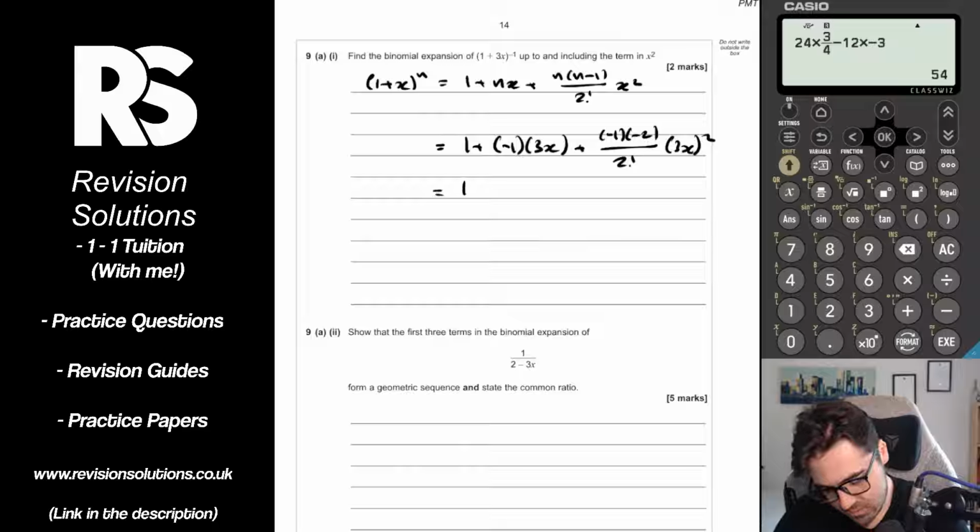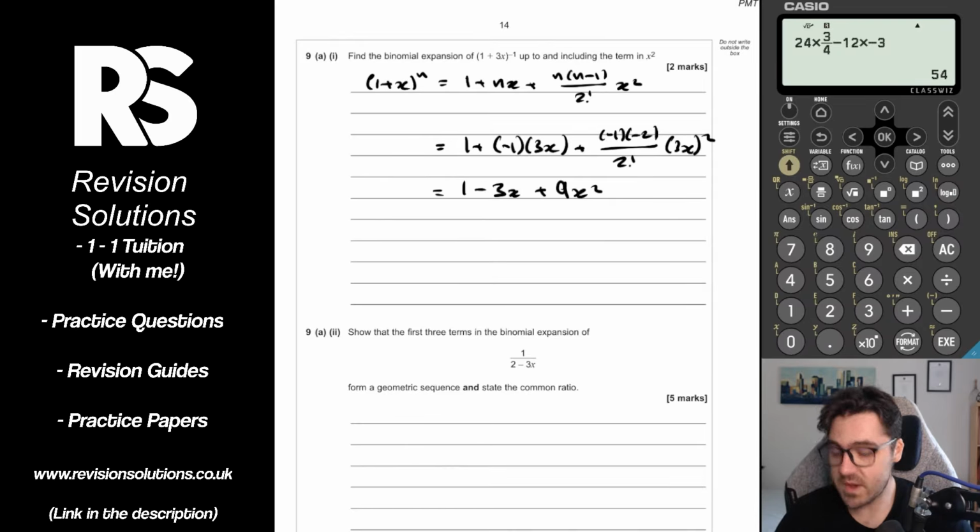So that would leave us with 1 minus 3x. Minus 1 times minus 2 is 2, and 2 factorial is also 2, so that just cancels. And then 3x all squared is a plus 9x squared. Then it says, show that the first 3 terms in the binomial expansion of this form a geometric sequence and state the common ratio. So first we need to actually do the binomial expansion.